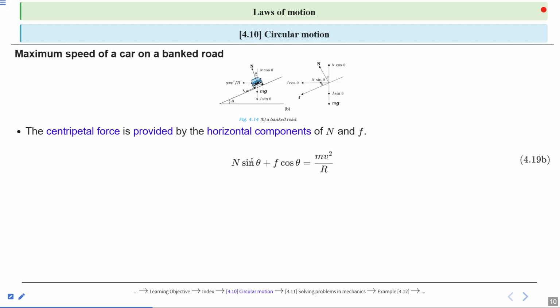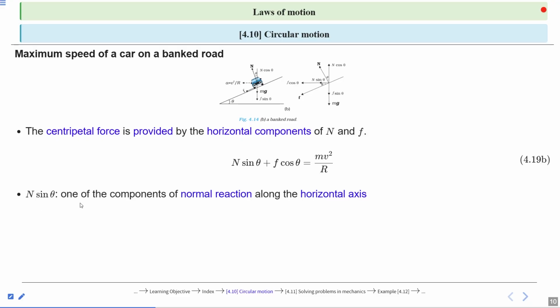So we can say here, look at the horizontal components of the forces, N sin theta plus f cos theta is equal to mv square by r. Here mv square by r is the centripetal force. So we know f cos theta and N sin theta are responsible for the circular motion. So that is equal to mv square by r.